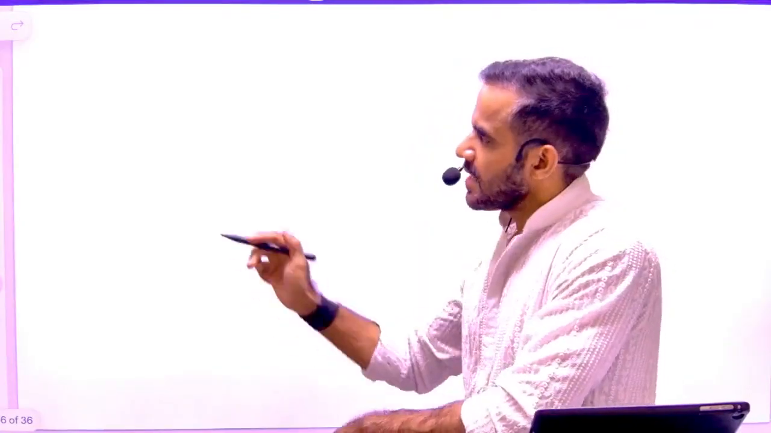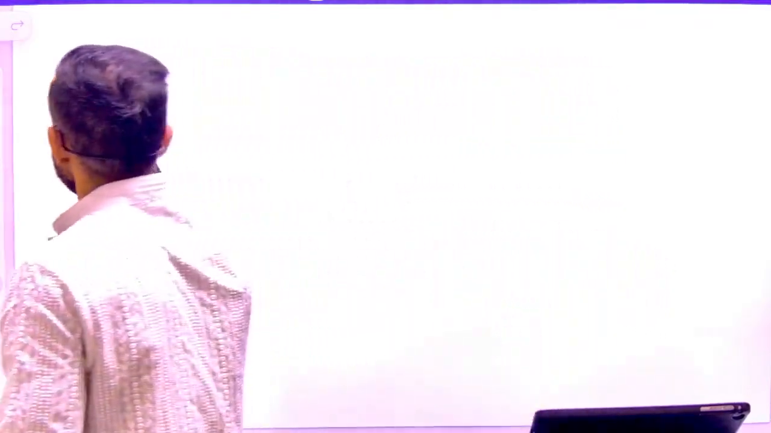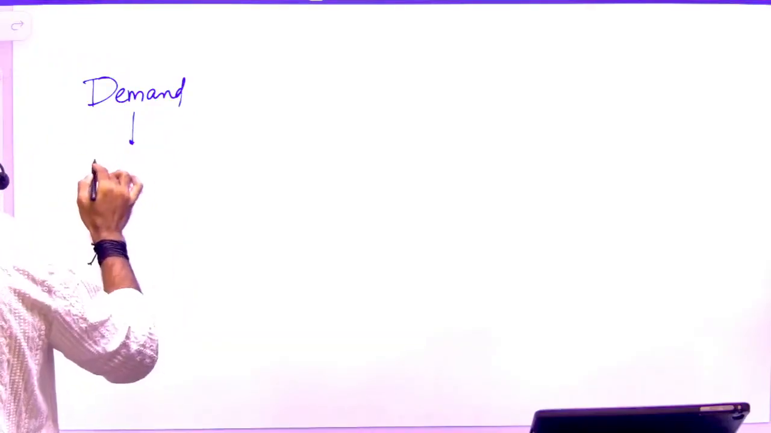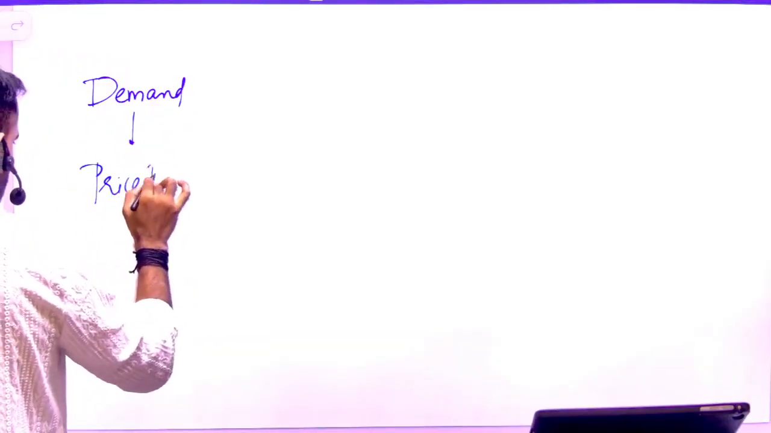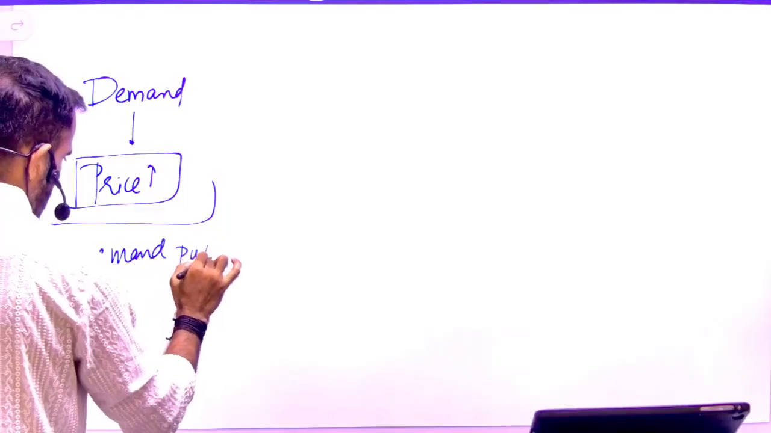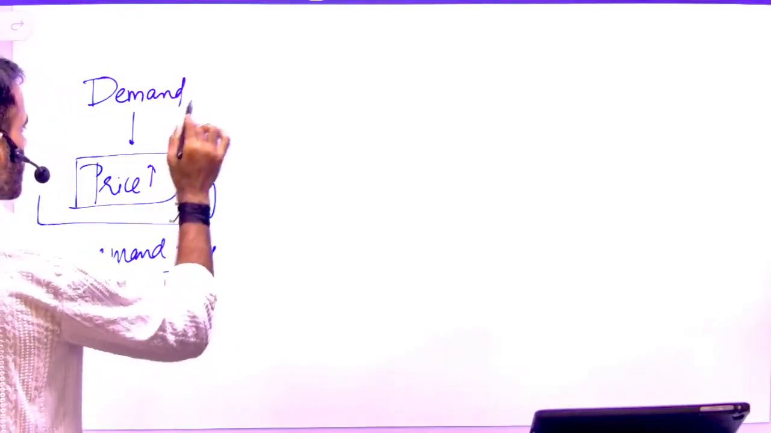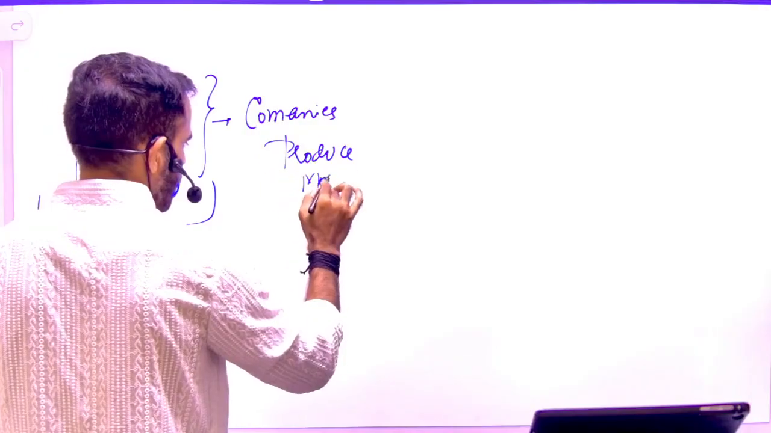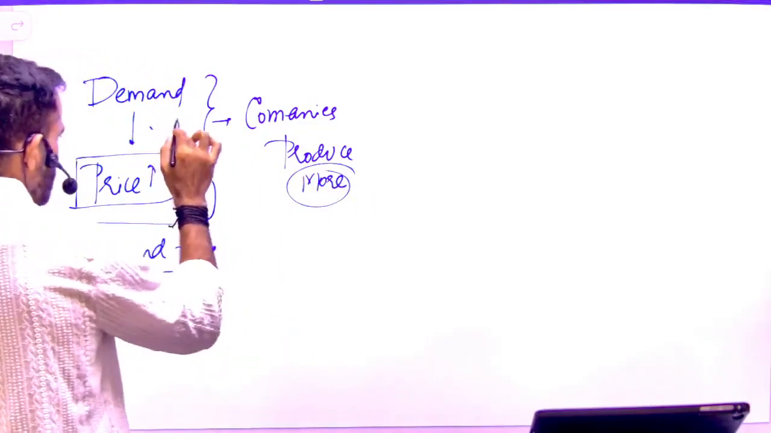Let's say there is a demand-driven inflation. So demand is there. Because of this demand, let's say the price will increase. This is demand-pull inflation. Now what will companies do? Companies will try to fulfill this demand. They produce more. Why do they want to produce more? Because they see that there is a demand.